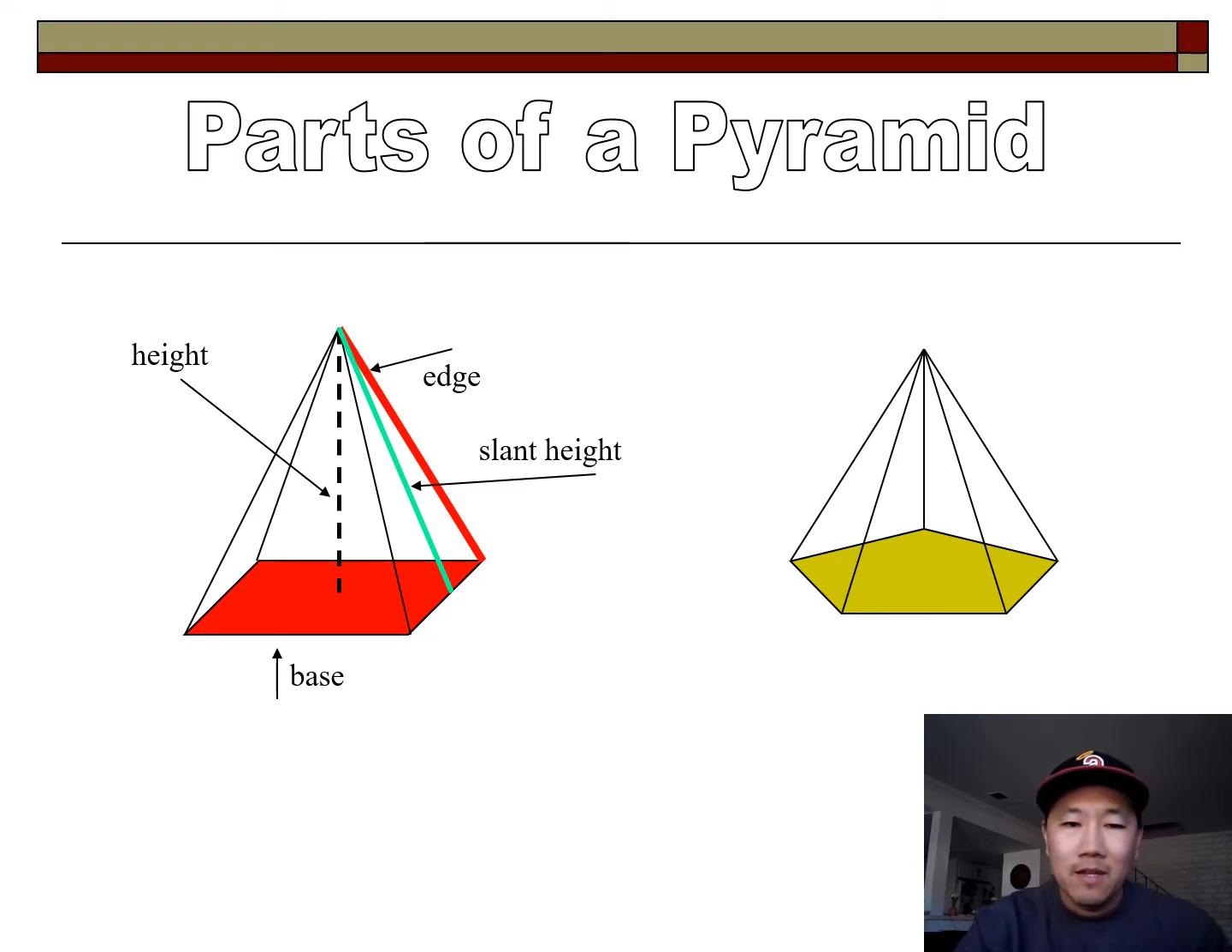All right, and so we have different types of pyramids too. We just worked with a square pyramid because the base is square. The one on the right side is a pentagonal pyramid because the base is a pentagon. So these pyramids have different names to them based on what type of base they have.